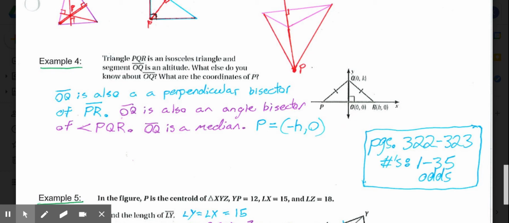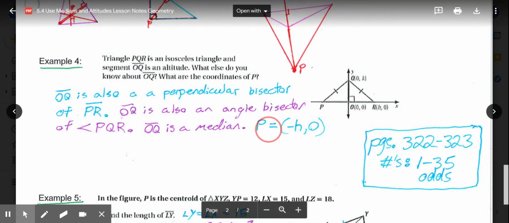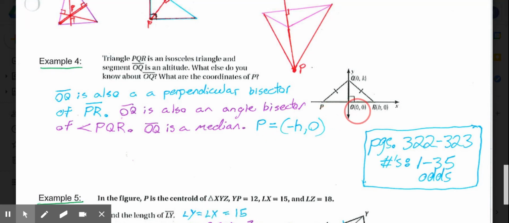So then in this case, to find the coordinate of P, if O is at 0, 0, and R is at a positive H, 0, we know the distance OR is equal to PO. So we would be going left H rather than right H. So our X value is a negative H, and we're not going up or down at all, so that would be a 0.